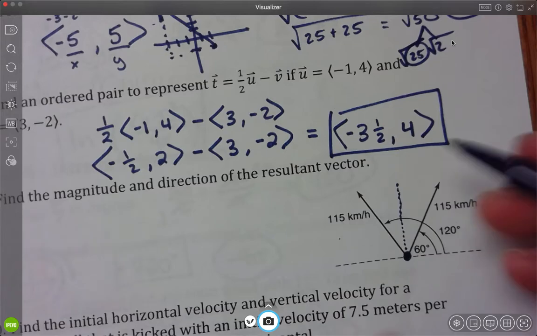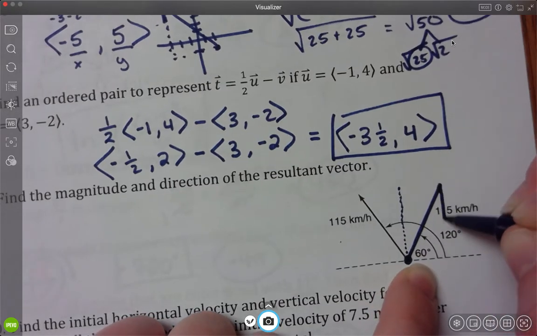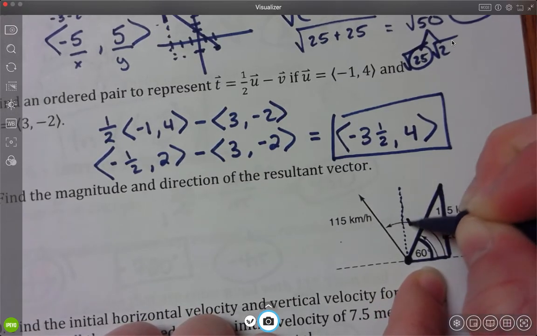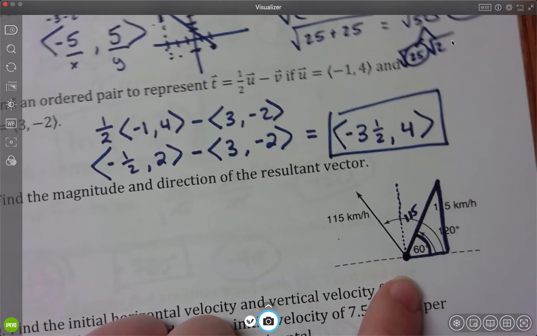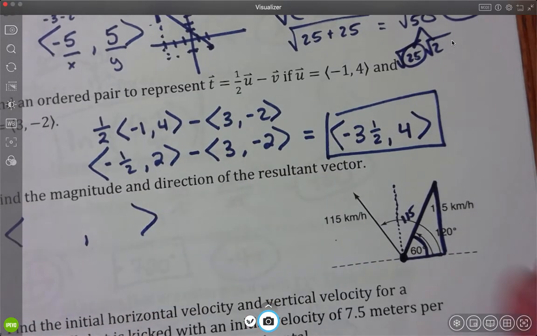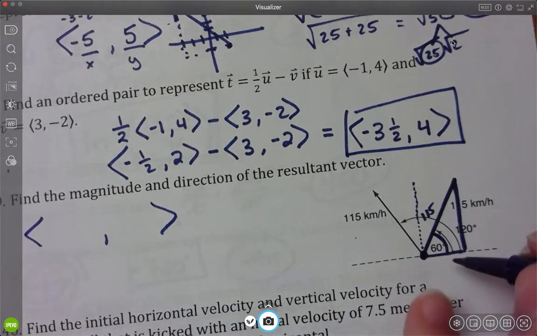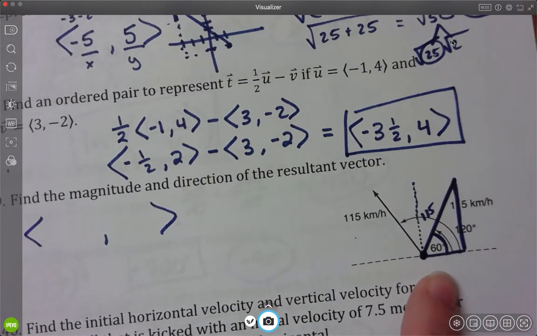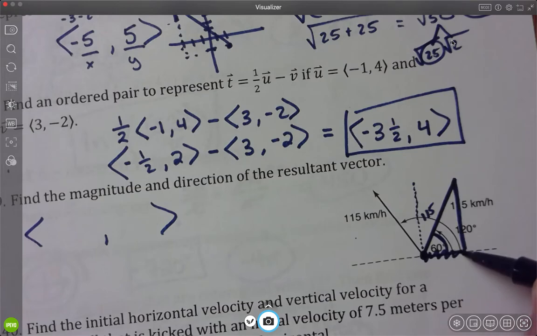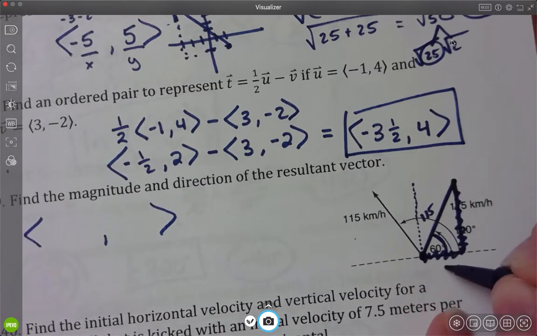Let's start with this first guy right here. What I want to do is this triangular piece right here has a 60-degree angle, and this guy right here is 115. Okay, so what I need to do is find the component form of that first guy. What I'm trying to figure out is his component form, which is basically the x direction and the y direction that are involved in getting him from here to here. Okay, so this is my x and this is my y.